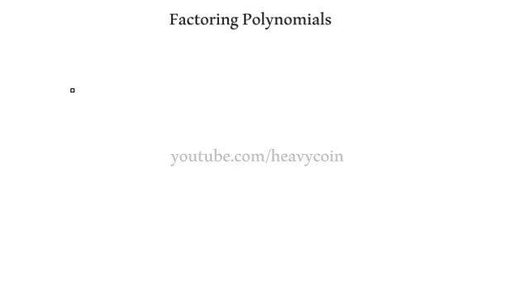Alright, let's use some different letters this time. Let's say I had 2b plus 4bc minus 10bd.